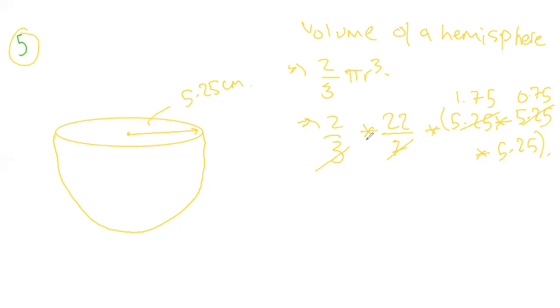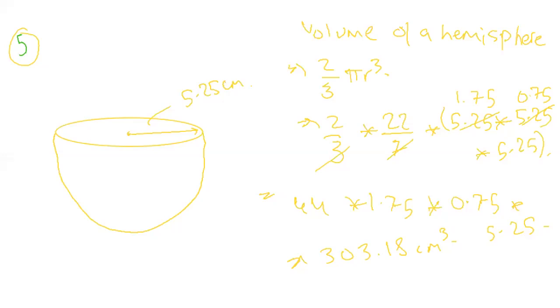By simplifying this, 3 divided into 5.25 will be 1.75, and 5.25 divided by 7 will be 0.75. So our final value will be 2 into 22, which is 44, into 1.75 into 0.75 into 5.25. And by solving this big product, our final value will be 303.18 centimeter cube.